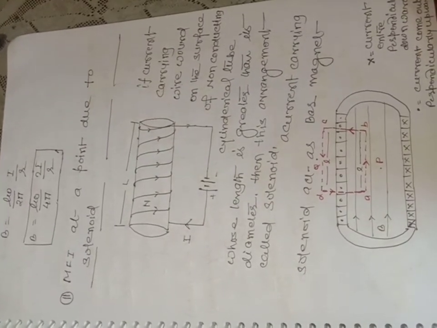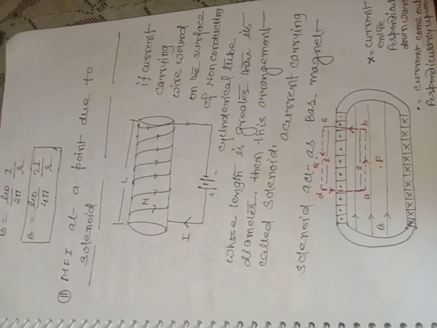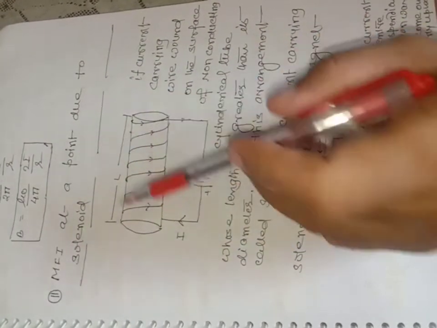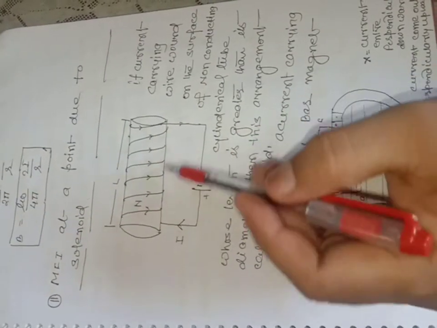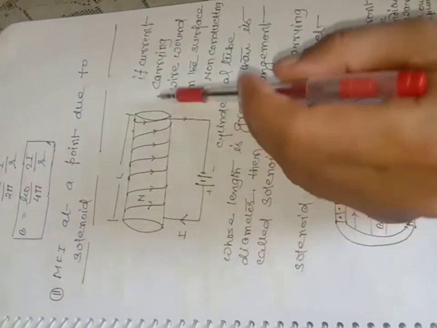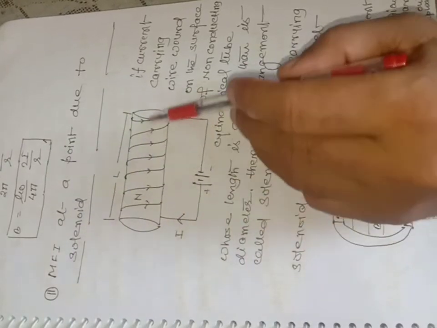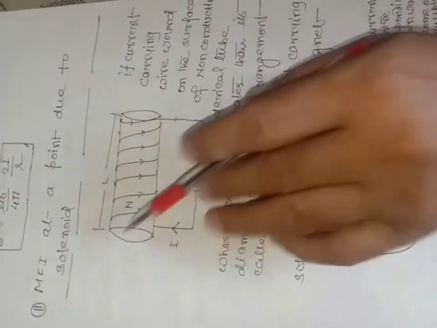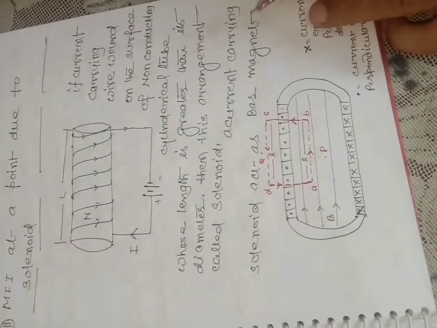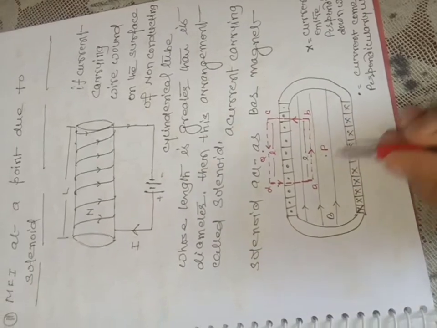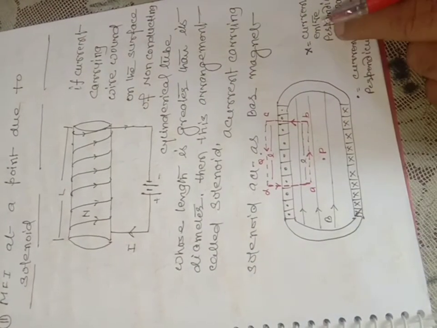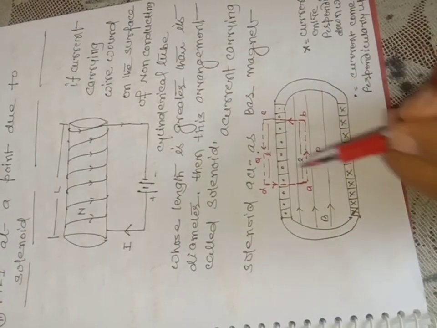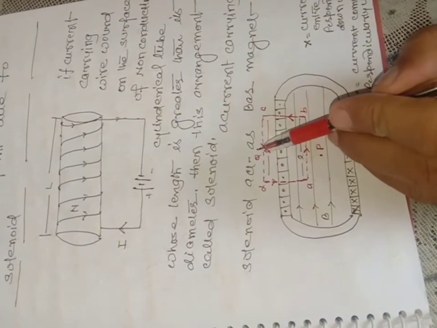Another application of Ampere's circuital law is the magnetic field intensity at a point due to a solenoid. Suppose it is a solenoid. As you know, if a current carrying wire is wound over a cylinder in such a way that the turns are well insulated from each other, and the length of the cylinder is greater than its diameter, then this arrangement is called a solenoid. Suppose here we have a solenoid and we have to find the magnetic field intensity at point P. For this purpose we select two points, P and Q. P is inside the solenoid and Q is outside of the solenoid.